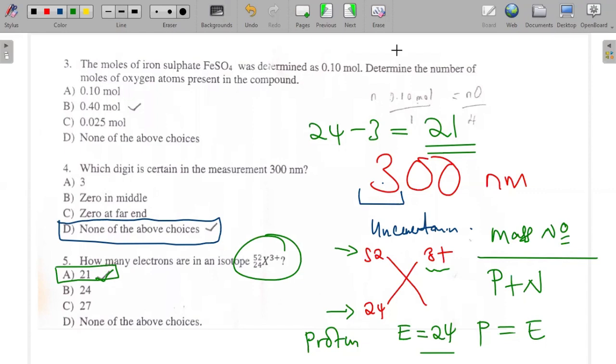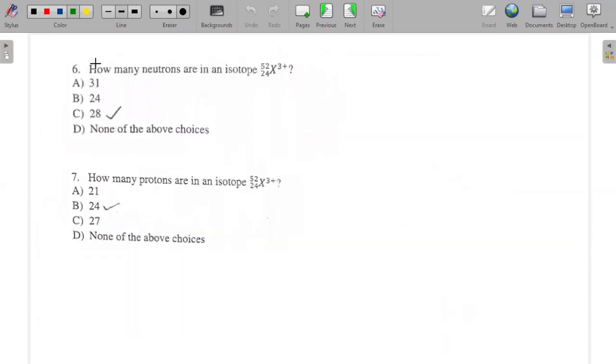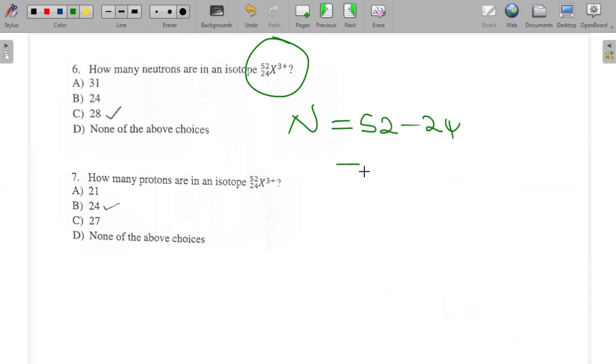Okay, if there are no questions, we move to question 6. How many neutrons are in this same thing? For neutrons, we just subtract the proton number 24 from the mass number 52. On my calculator, 52 minus 24 is 28. So you go to your options and pick 28. So 28 is the answer.